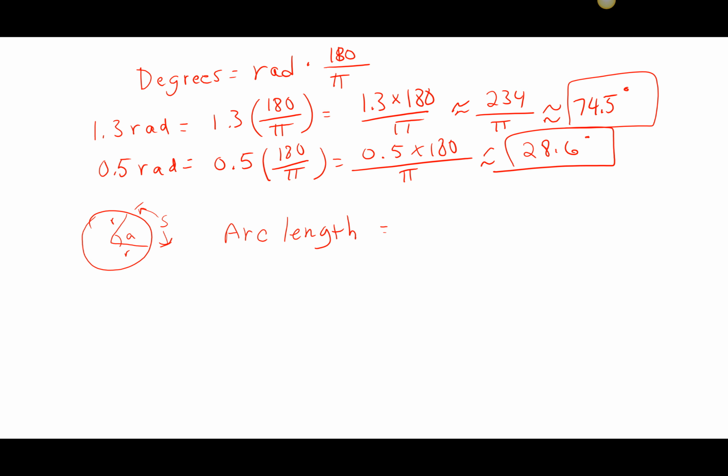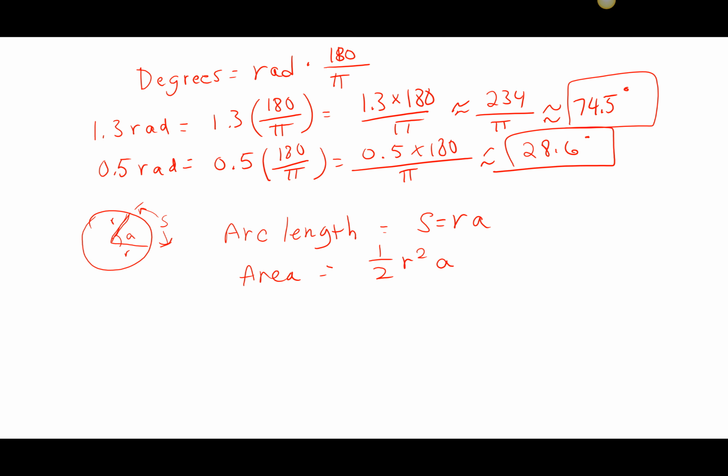Arc length equals S equals RA. The R here, the line, times the angle. Now for the area, we'll do a problem here in a second. It's 1/2 R squared times A.